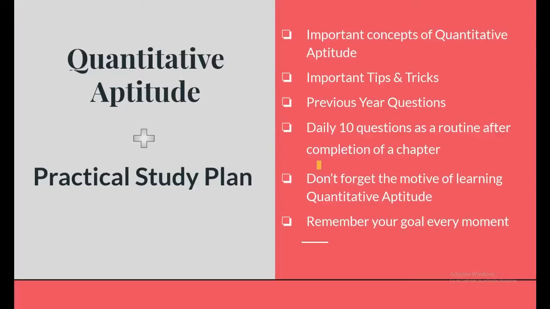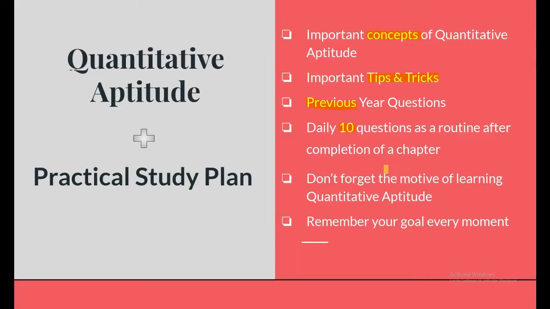Before we start with the important problems, here is the approach we are following to cover this quantitative aptitude masterclass. We are completing the important concepts of quantitative aptitude, then important tips and tricks. We have already covered these two parts, and now we are starting with a few important questions to practice the tricks we have already learned. Next you have to do some previous year questions, and after that daily you have to continue with 10 questions as a routine. Don't forget the motive of learning quantitative aptitude.